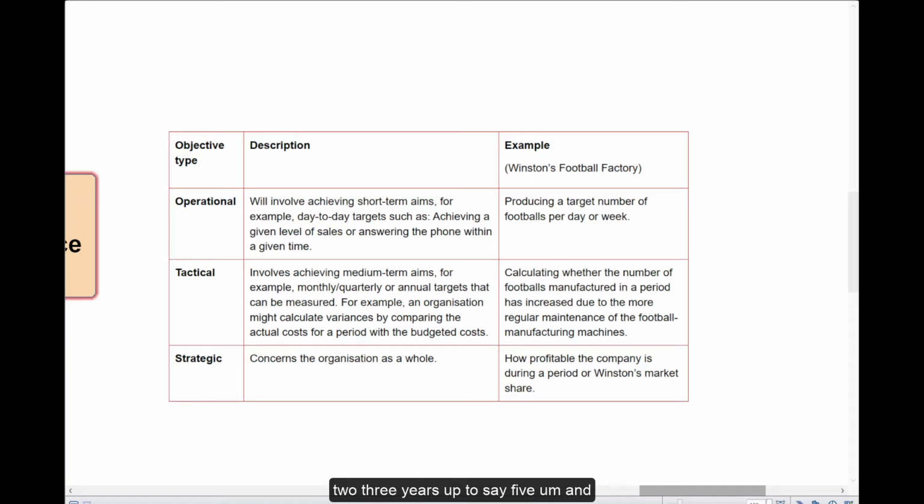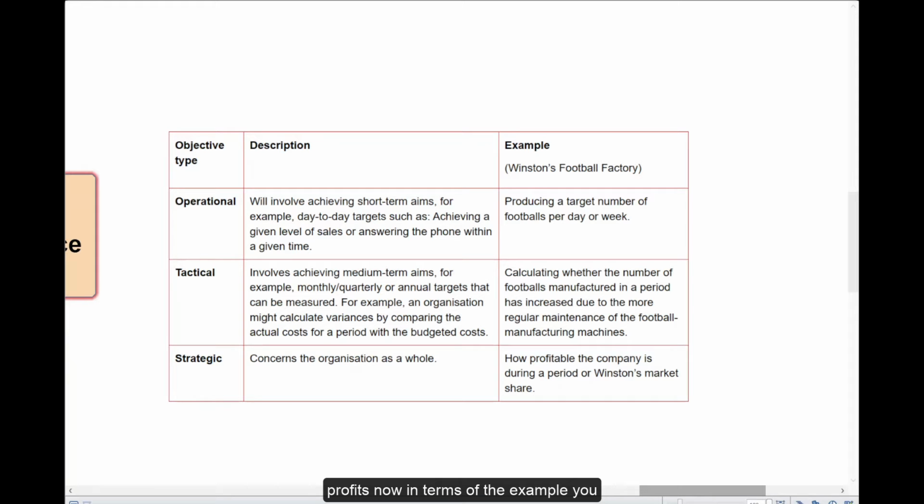Sort of two to three years up to say five. And indeed, outside of that, an example might be, okay, what tactics are we employing? Well, let's compare variances. Let's compare what's actually happened over the last quarter, year, etc., with what we budgeted to happen. Because what we're trying to do is keep on track in relation to our overall strategic objectives. Okay, and one of them is obviously to control costs, increase profits.